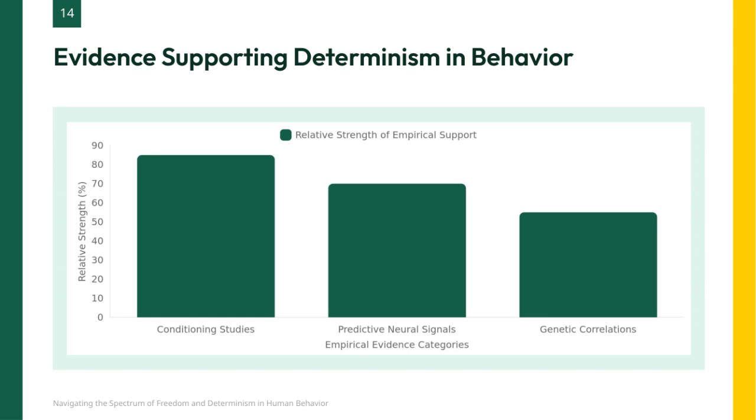Conditioning studies lead with the strongest support at 85%, indicating that learned behaviors through conditioned responses strongly back the deterministic view. Predictive neural signals come next at 70%, reflecting how brain activity can anticipate behaviors, suggesting a biological underpinning. Lastly, genetic correlations hold a significant 55%, showing that genetic factors also contribute to predictable behavior patterns. Together, these findings provide robust, multifaceted support for the idea that behavior is shaped by deterministic factors rather than random choice.